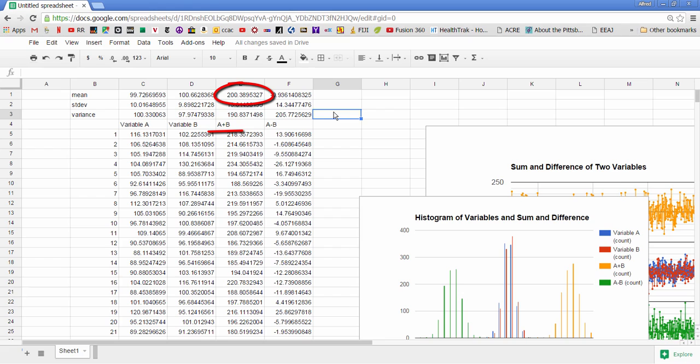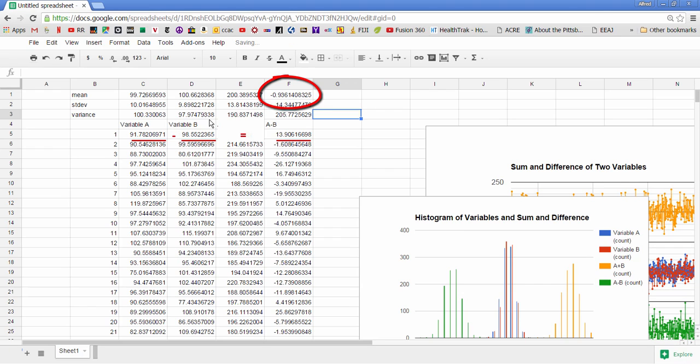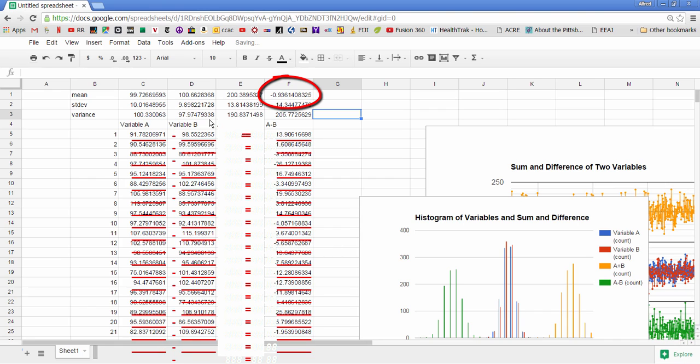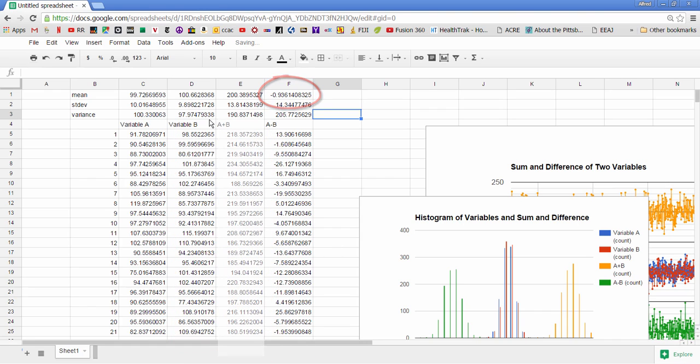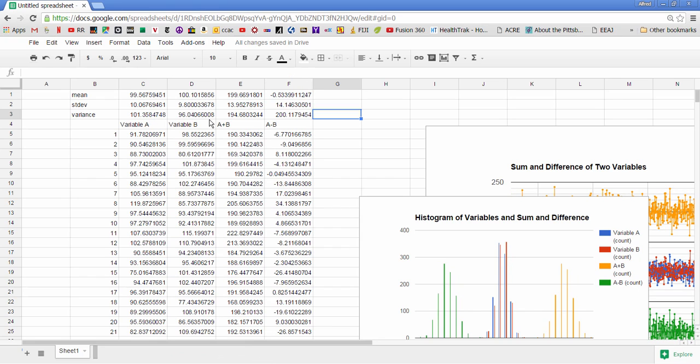Well, it should, because adding two numbers that are close to 100 should get us a result that's close to 200, especially when you take the average of doing this 1,000 times. Similarly, for the difference between variable A and variable B, subtracting a number that is close to 100 from another number that is close to 100 should give a result close to 0, especially if you do it 1,000 times. So there are really no surprises in the averages.